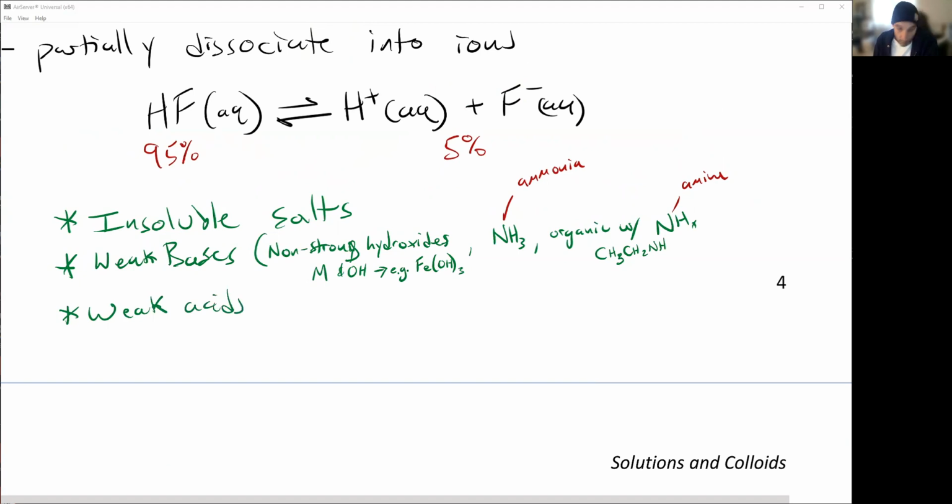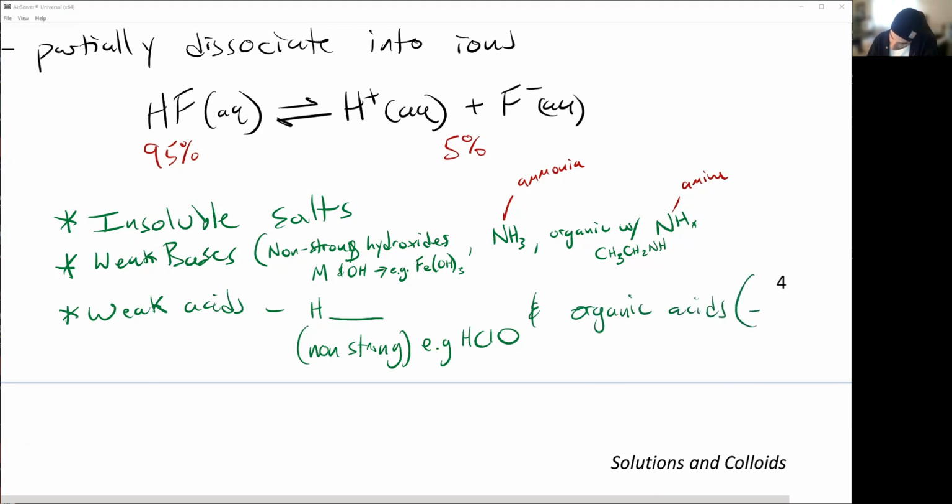So we're looking for, again, that H out front, right? But non-strong. So something like HClO, hypochlorous acid, which gives hypochlorite. That's going to be a weak acid. And the other one is organic acids. Organic acids contain that COOH group or carboxylic acid group. You might also see it as CO2H. Those are the two ways you could see it.